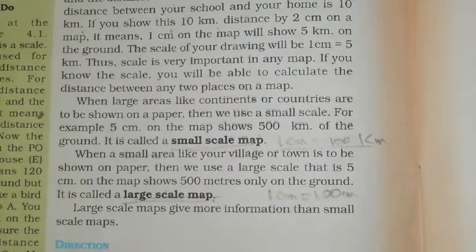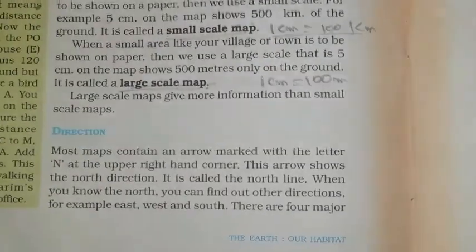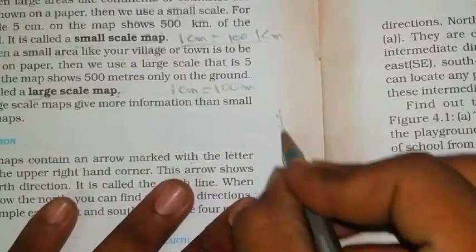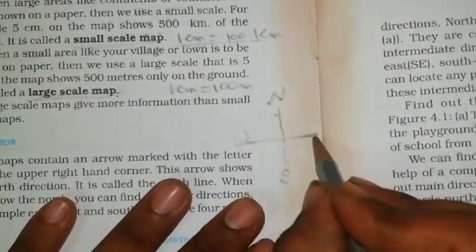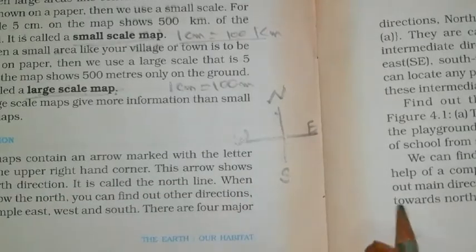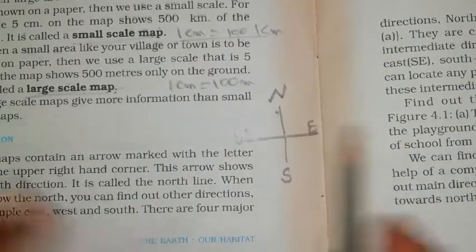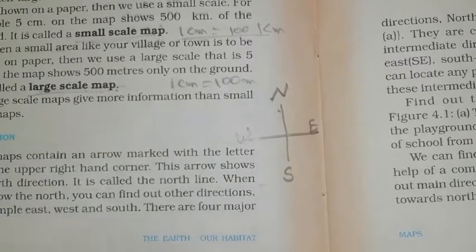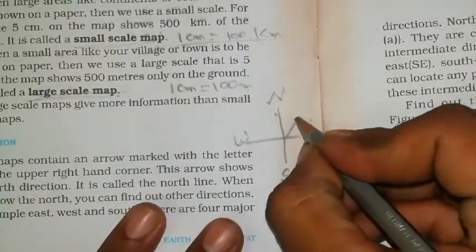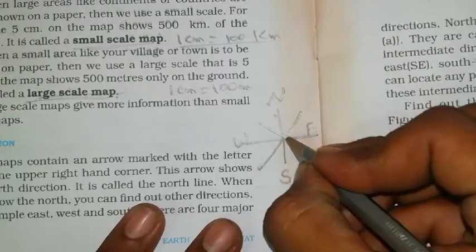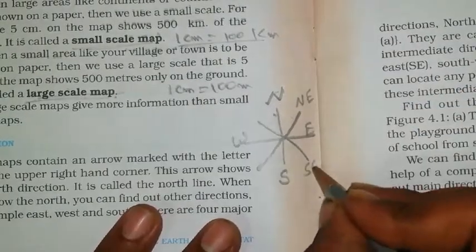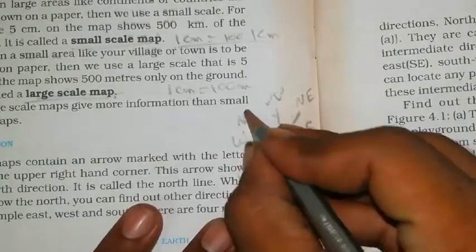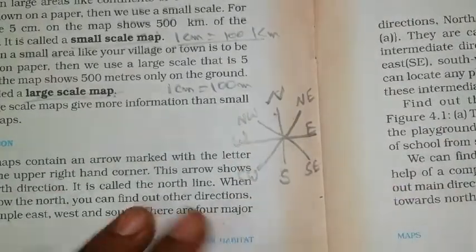Okay, so let us talk about the second component of a map, which is direction. Basically you have learned about four types of direction: this is north, this is south, this is west, and this is east. These are the four major directions. But on a map there are eight types of directions. So this is north and this is east, then this will be northeast, southeast, southwest, and northwest. So these are the eight directions.